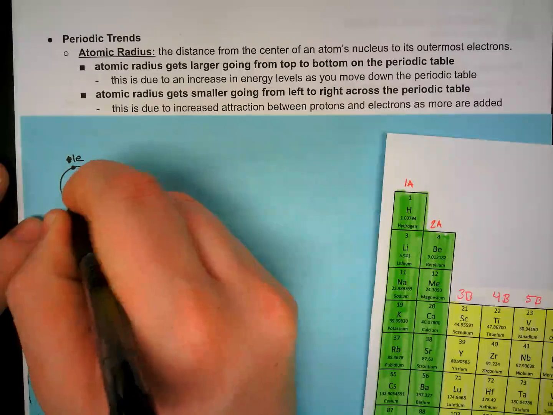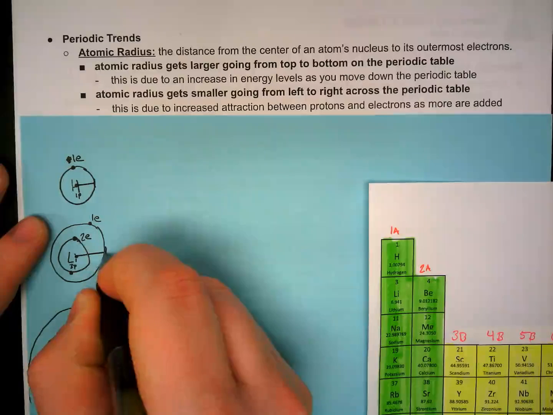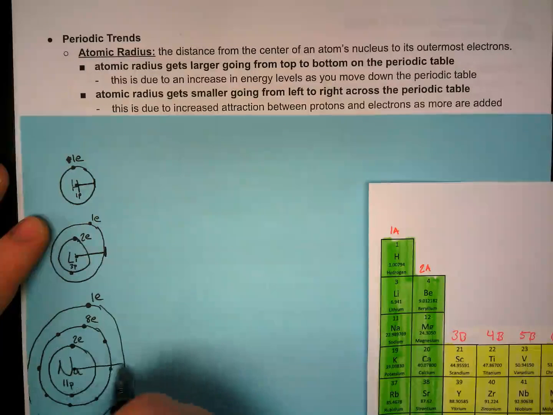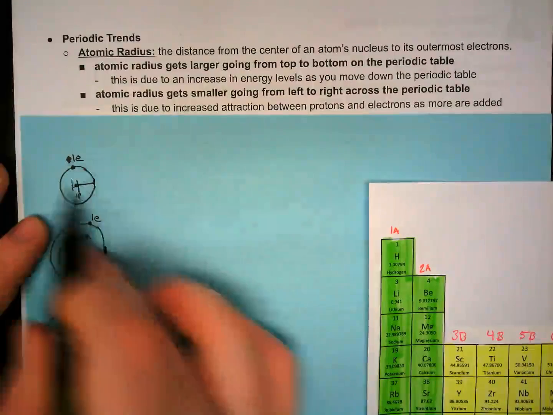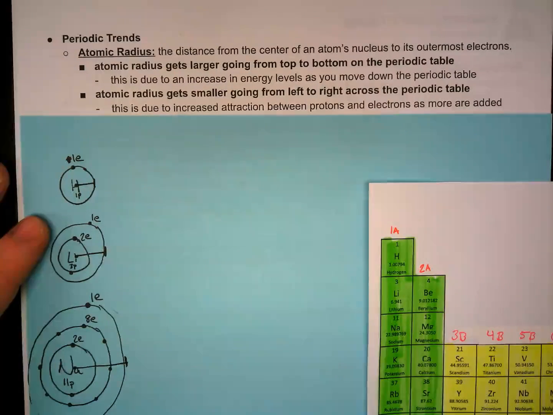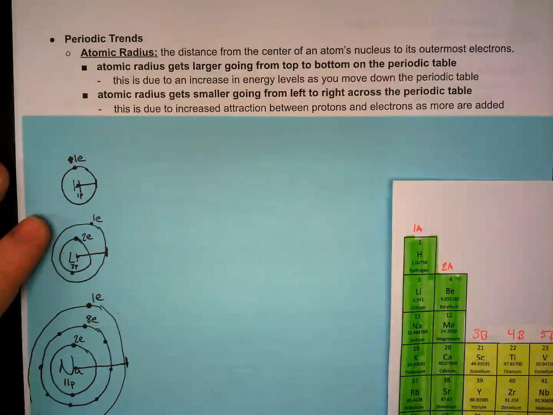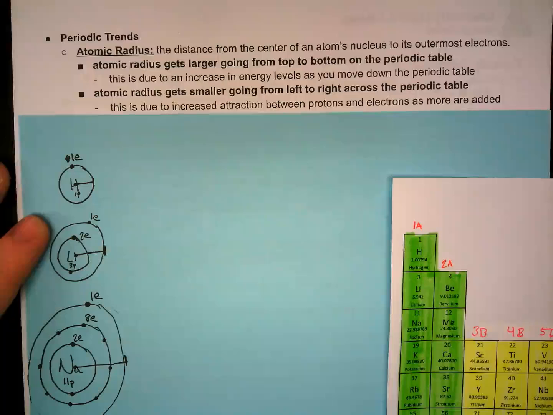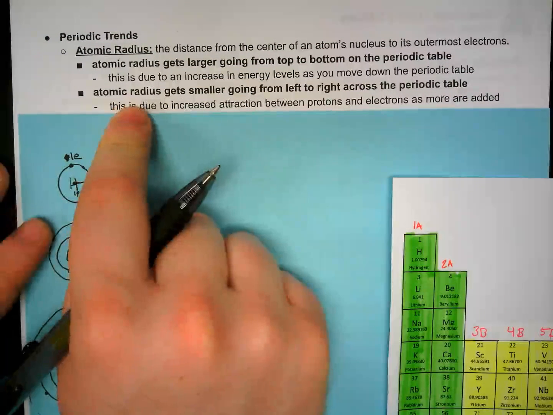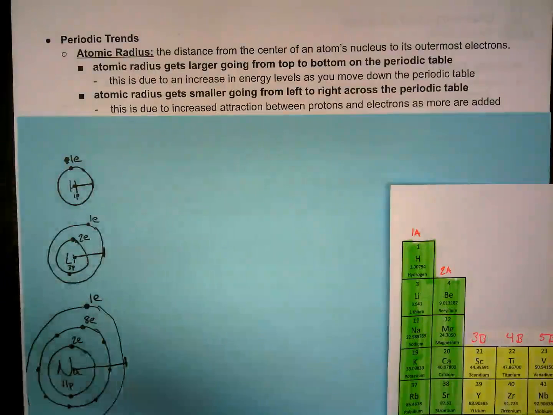Okay, so that's to say the distance from here to here is increasing. So look at that, it's increasing. Sodium is like this big, lithium's this big, and then hydrogen's this big. So again, the atomic radius is going to increase in size when we go from top to bottom on our periodic table. But then it has this little guy right here. The atomic radius will get smaller as we move from left to right on the period.